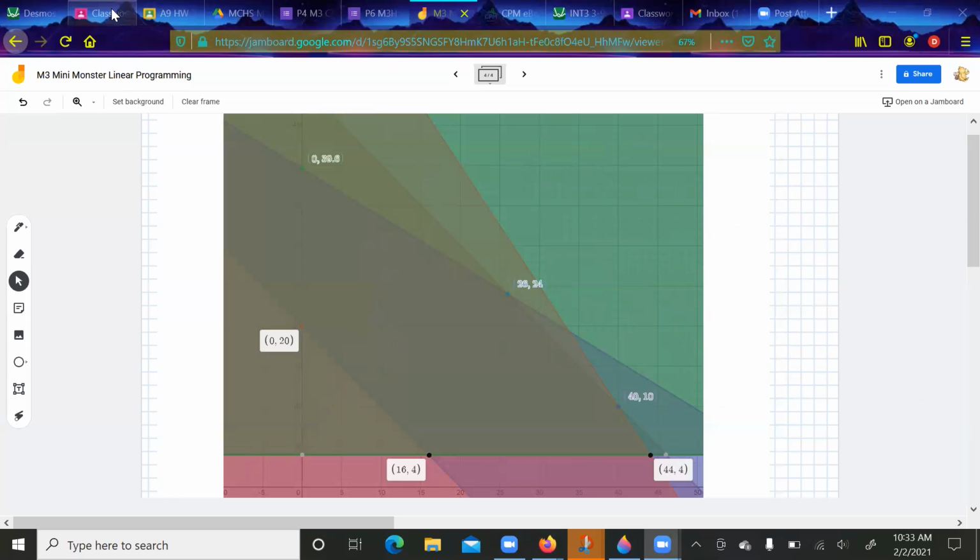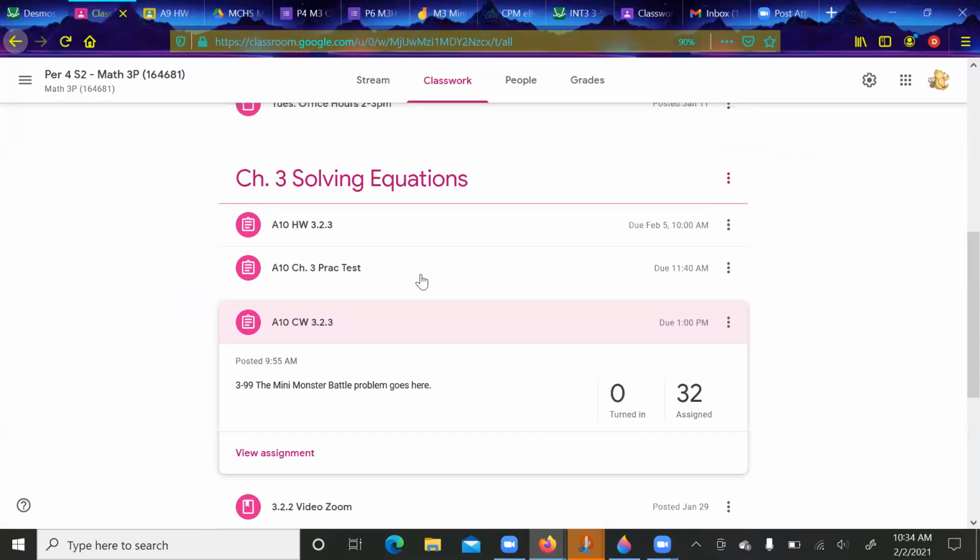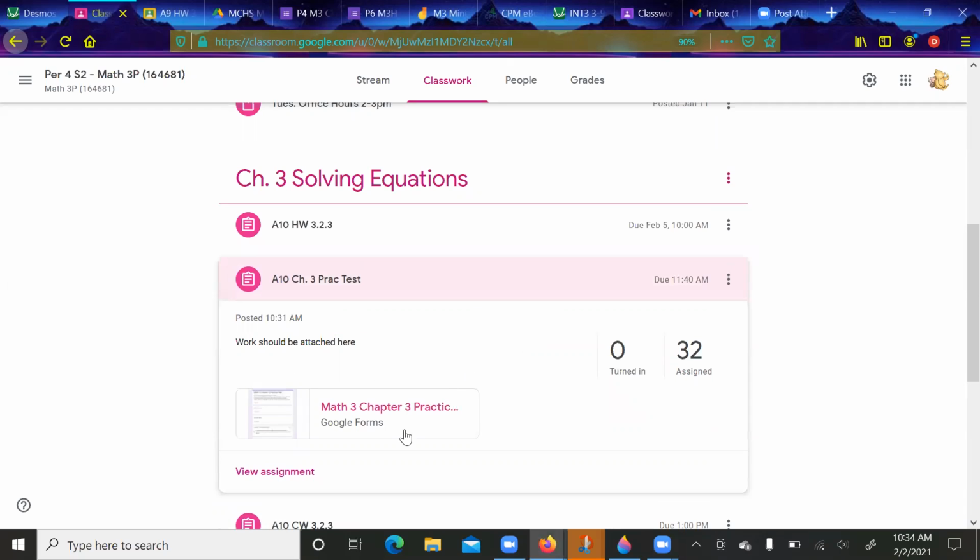So when you click on it, it should have posted. It wasn't posted until just a few seconds ago. So has it posted for you guys? It says right above A10 classwork, A10 Chapter 3 practice test. Okay, click on that. It's a Google form. It's 12 questions. Here's the deal, guys. I have to turn these around quickly.